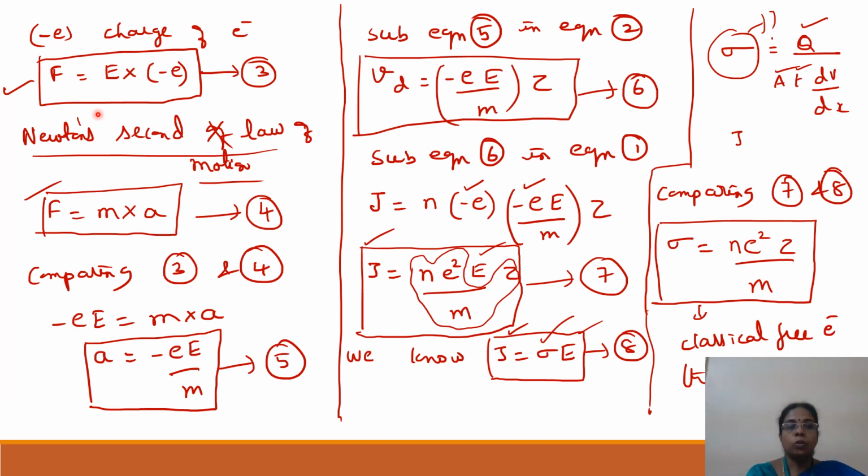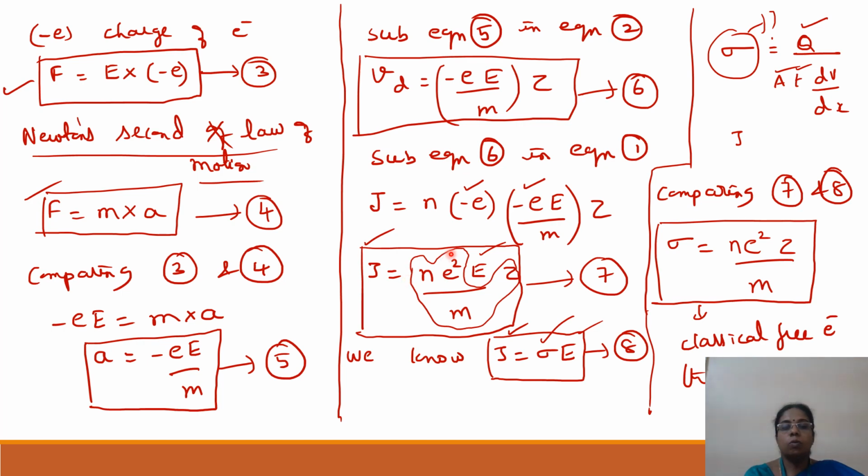But this force due to the electric field can be obtained by Newton's second law of motion. So F is equal to ma. Equating these two, we get acceleration to be −eE/m. But what is drift velocity? Drift velocity is nothing but aτ. So Vd = −eEτ/m. Let this be expression number 6. Substituting expression 6 in 1, we get J equal to N(−e), and in place of Vd, I am going to substitute −eEτ/m.